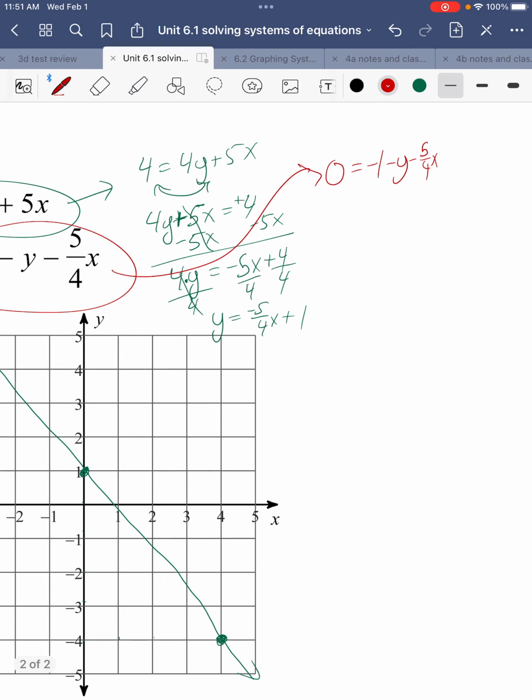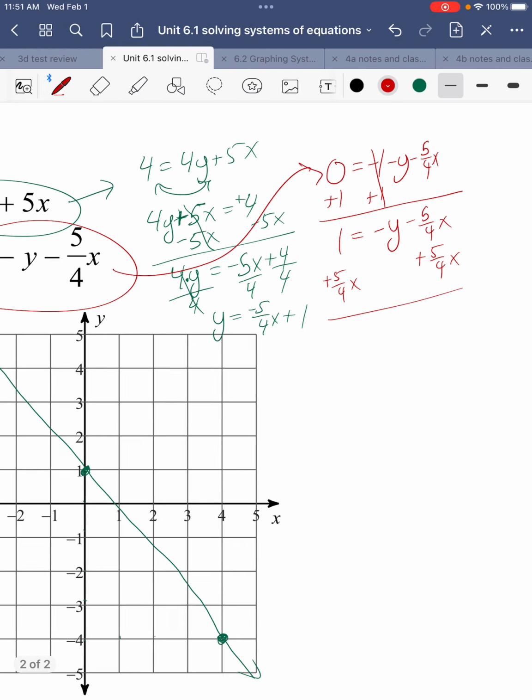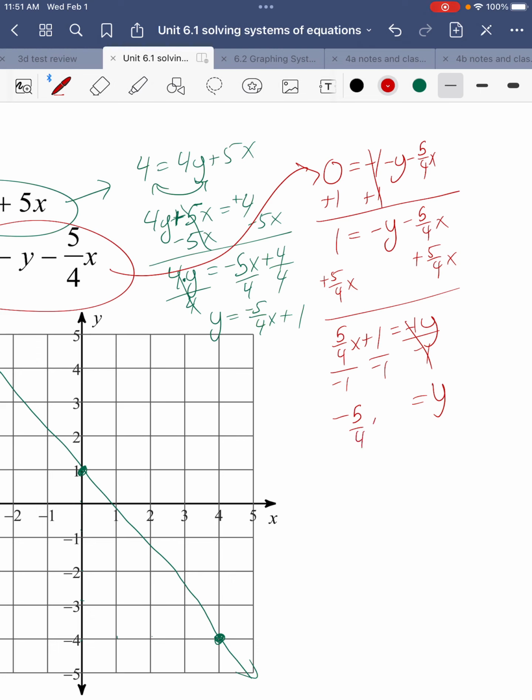To solve for y, there's two different ways you can go. You could add 1 and add 5/4 x. I'll do it that way. And then add 5/4 x. So 5/4 x plus 1 equals a negative y. Then I could divide by negative 1 on every term, which, when you're dividing or multiplying by a negative, all it really does is change the signs. A positive 5/4 x becomes negative. A positive 1 becomes a negative. So this is one way to do the problem.